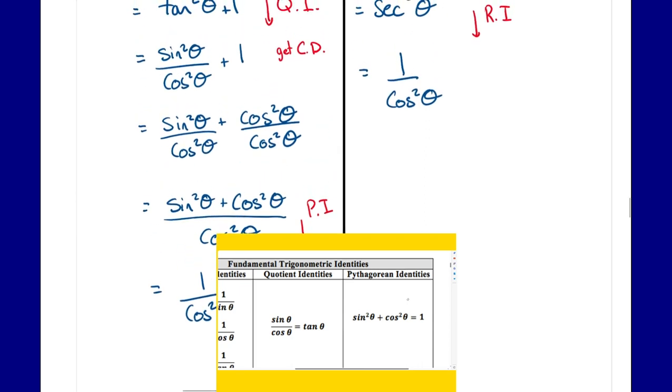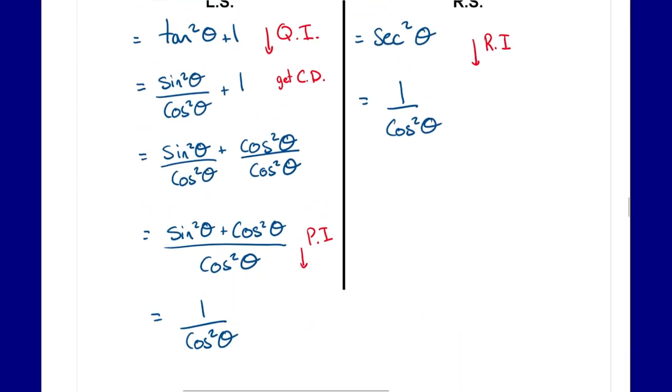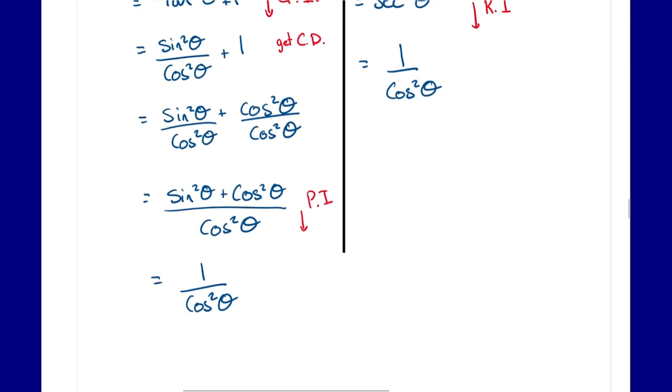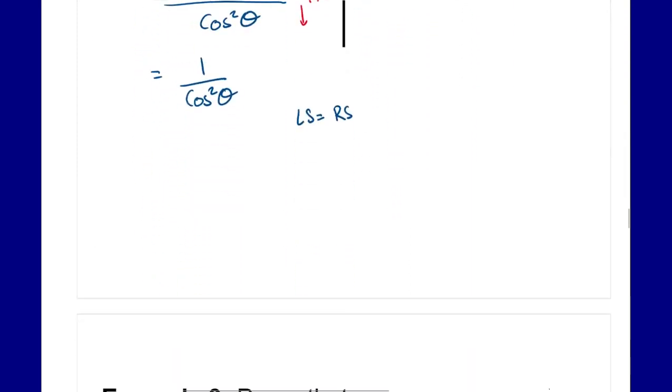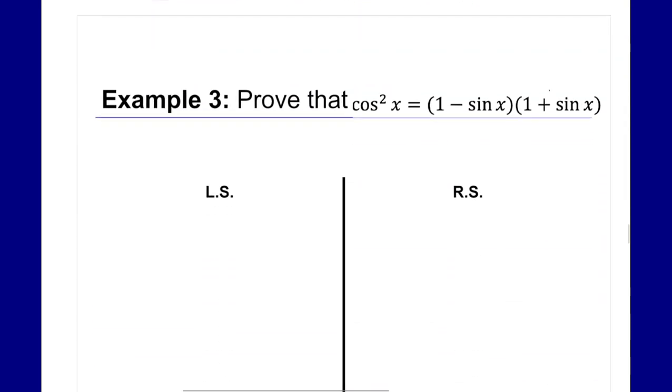And if I look at the right side, that is also the same thing that I had. So I now have that left side equals right side. So I've just proven that tan squared theta plus 1 equals secant squared theta. Let's move on to the next one.